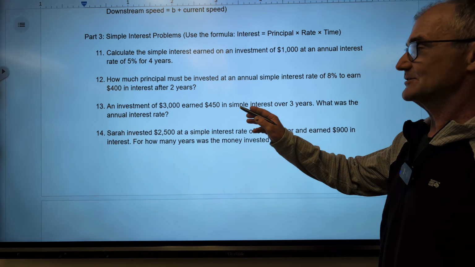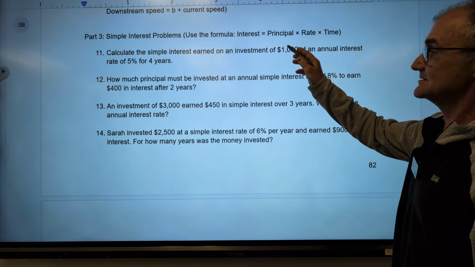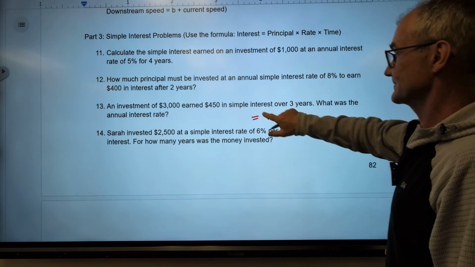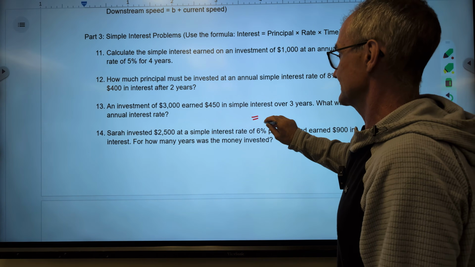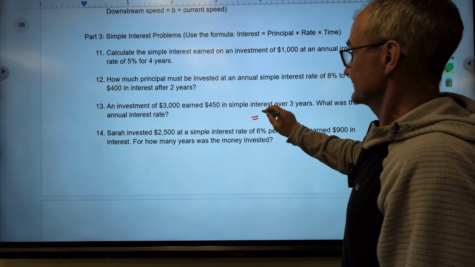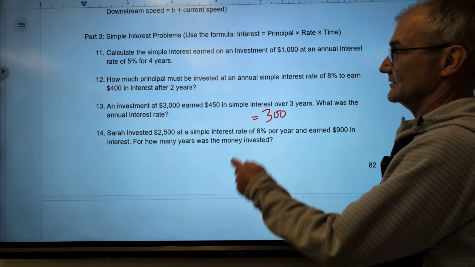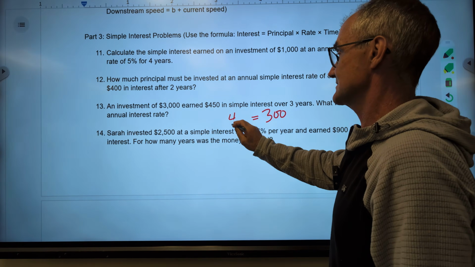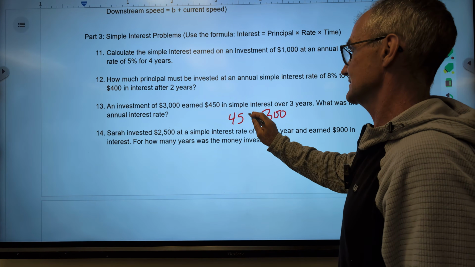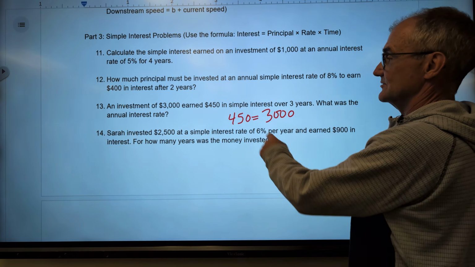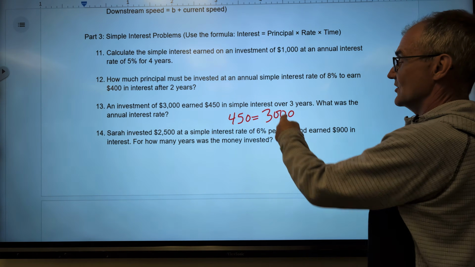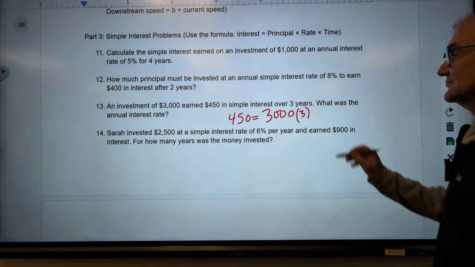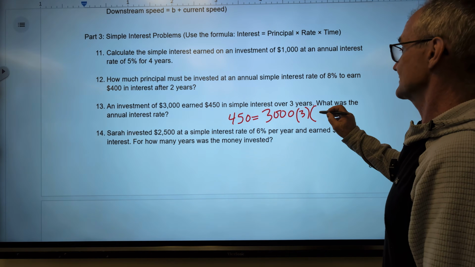So an investment of $300, right? So that's my principal. So my investment is $300. My principal, 300. An investment of 300 earned $450 in interest. So $300, no, $3,000 earned $450 in interest over 3 years. What is the interest rate? So what is the interest rate?